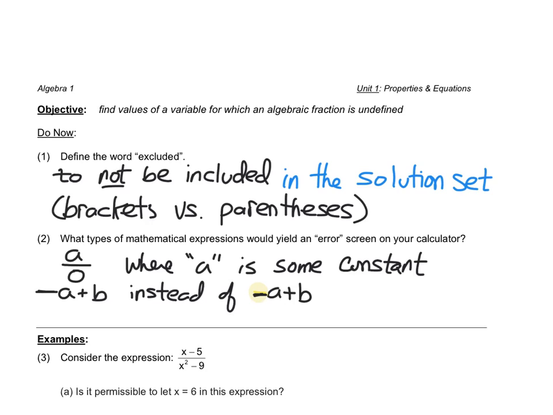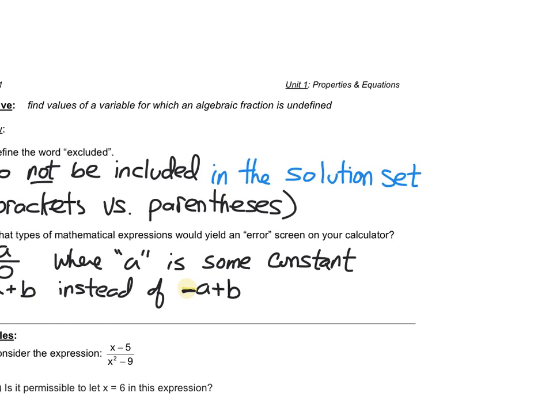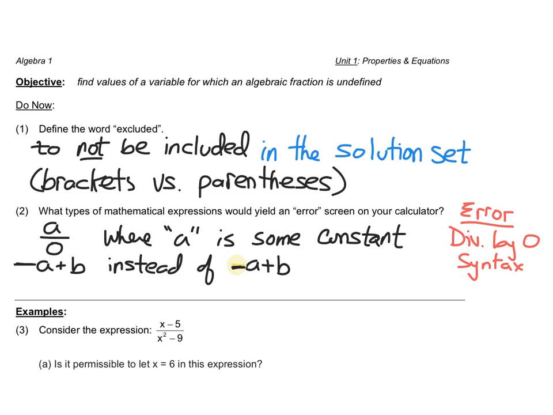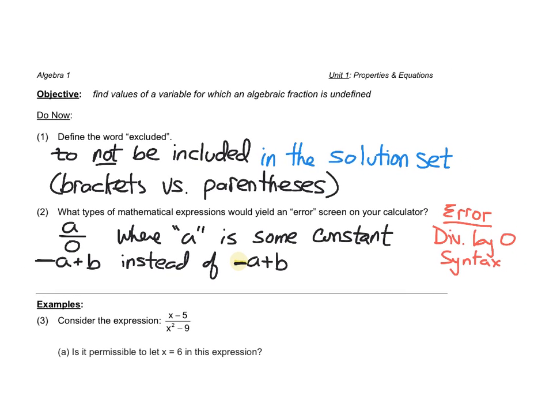So off on the side here, I'm just going to make a note. One of those says divide by 0. The other will say syntax. These are our errors. Bless you. And then the last one, or the last popular one, I guess.